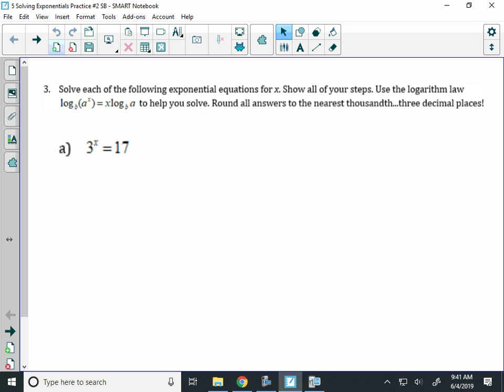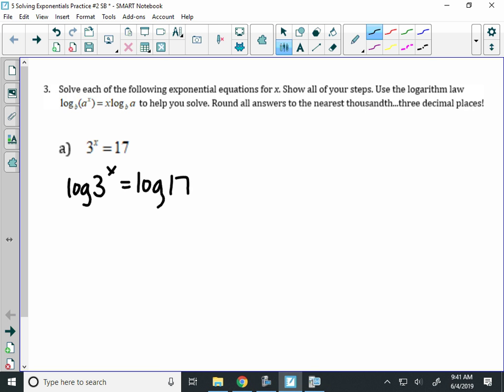In order to solve 3 to the x equals 17, you have to take the log of both sides. So you're going to have log of 3 to the x equals log of 17. Now your logarithm law tells you that you can move that x down into the front. So you would have x times log of 3 equals log of 17.